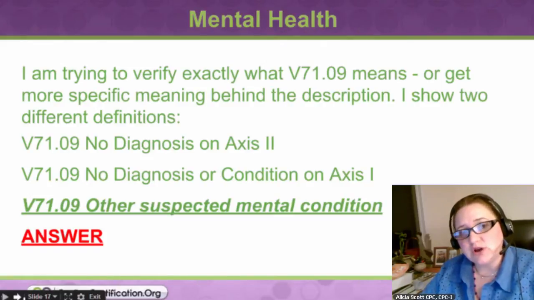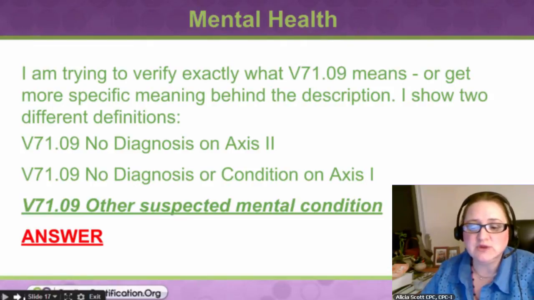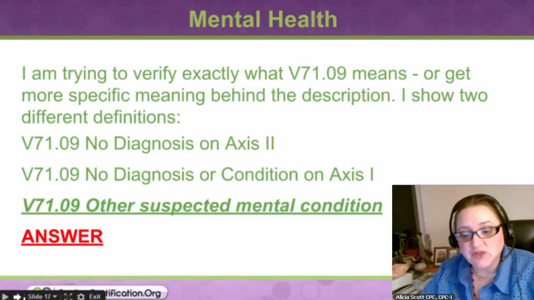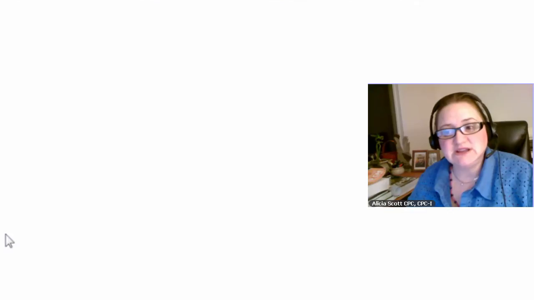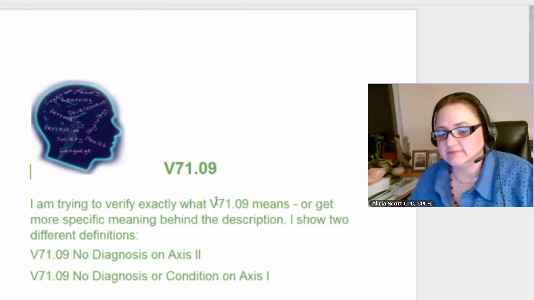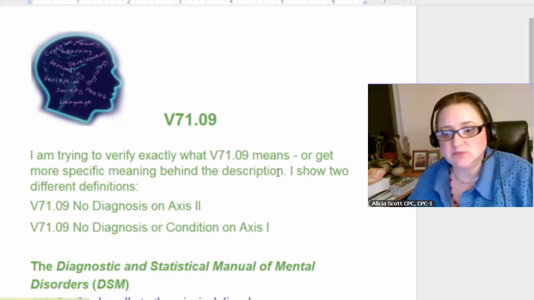Now, when you go look up in your tabular, V71.09 states that it's other suspected mental condition. So let's get some background, and that'll tell us, I believe, what we need to know. All right, so V71.09.